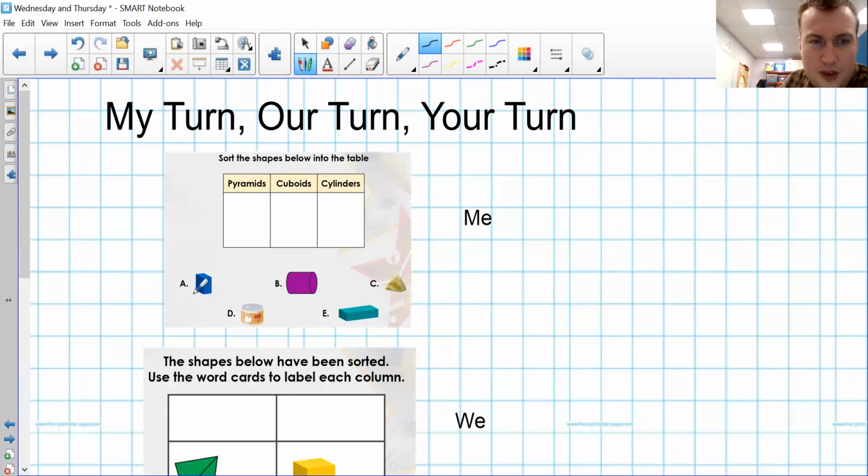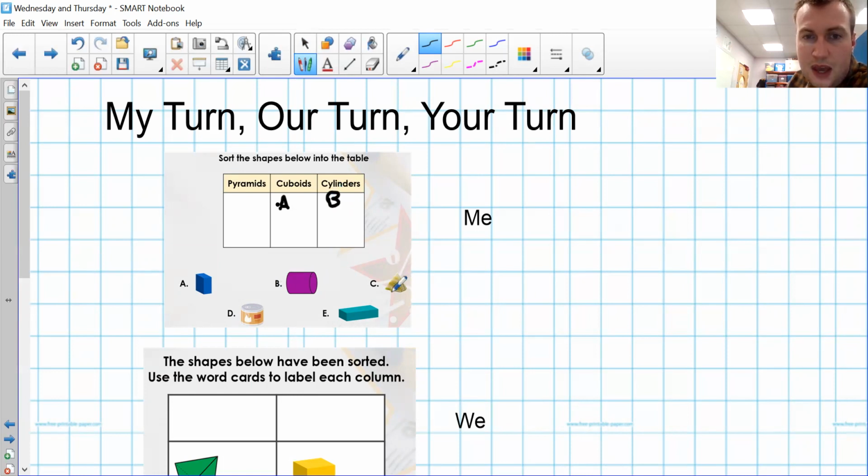So, start with A. Well, it's got 8 vertices. I was going to say corners there, but it's vertices. It's got 12 edges, and it's got 6 faces. So I know that is a cuboid. Let's pretend that is an A. Next one, B. It's got the one round face with 2 faces either side, so that means it's a cylinder.